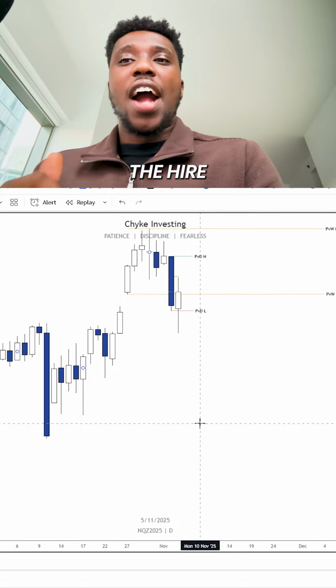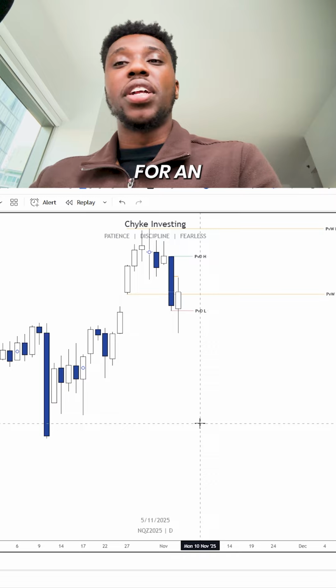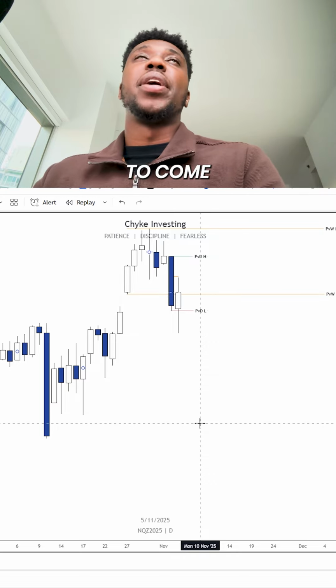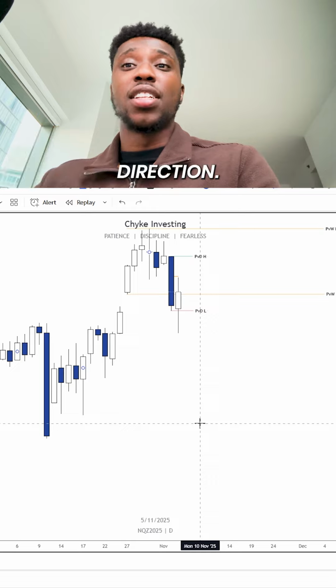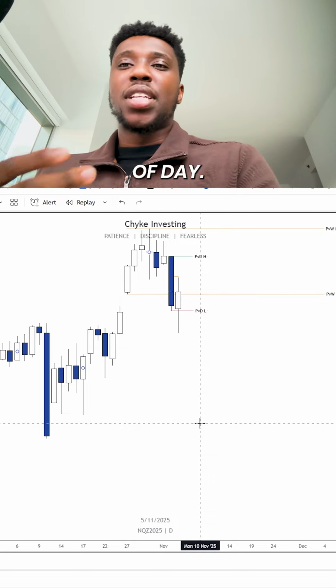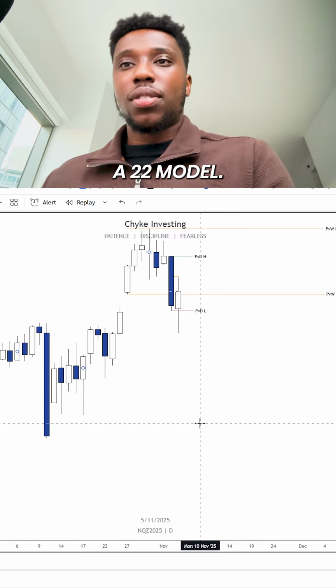1, you're gonna need to check the higher time frame and establish your bias. Where do you think price is drawing to? Number 2, you're gonna wait for an intermediate time frame to come in alignment with that higher time frame. This shows that we are actually ready to head in that direction. 3, you need to make sure it's the right time of day. Price only moves based off time. And 4, entry. I use the 22 model. So let's go over it.